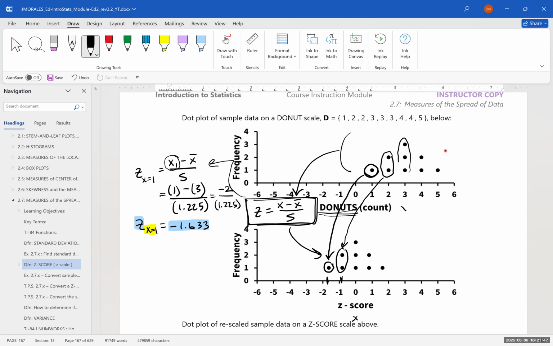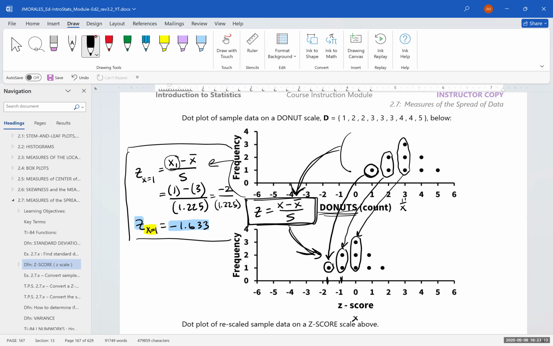And 3 on the donut scale, that is our measure of center. That translates to 0 on the x scale. And we could do the same calculation by hand that we did with the calculator, as I demonstrated over here on the side. And that's going in this direction.